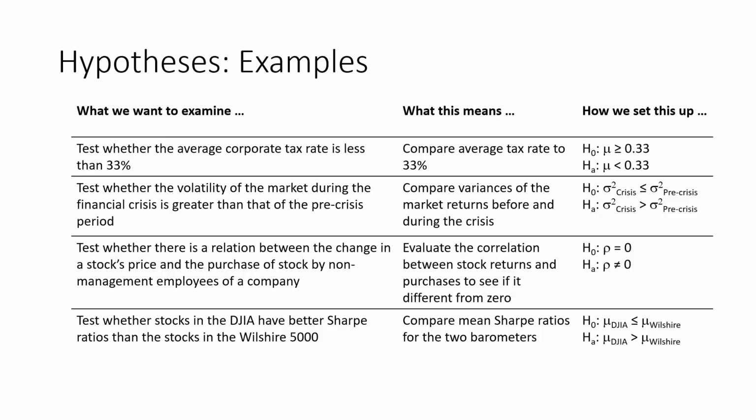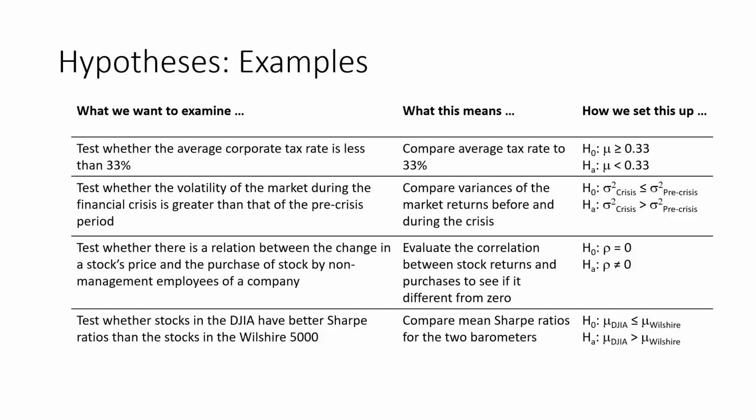Test whether the market volatility during the financial crisis is greater than the pre-crisis volatility. We're talking about volatility, so we'll look at variances and make the comparison. The alternative is that the crisis variance is greater than the pre-crisis variance. That leaves everything else in the null.